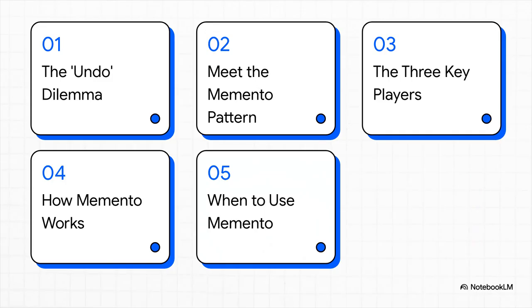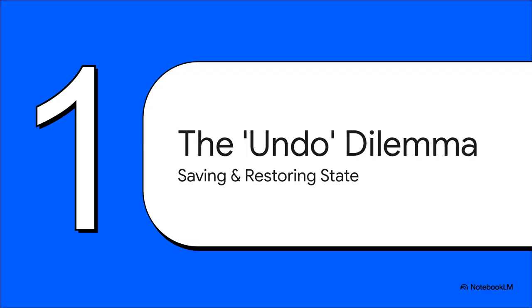So here's our game plan. First, we'll dig into what makes undo so tricky in the first place, the undo dilemma. Then, we'll introduce the star of the show, the Memento pattern, and meet its three main characters. We'll see how they all work together, and then we'll wrap up with the really practical stuff, when you should actually use this thing in your own projects. All right, let's dive right in with the core problem we're trying to solve.